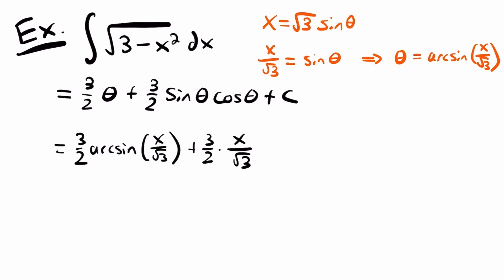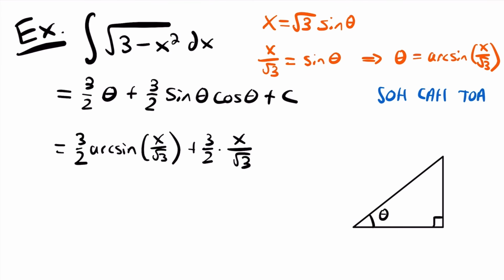But now we need to draw our triangle to rewrite cosine theta. So here's our triangle. Remember that this is a right angle, and then this will be theta. And so in this case, if we're going to use SOHCAHTOA, remember that sine is opposite over hypotenuse. And so we know that sine theta is equal to x divided by the square root of 3. And so x is the opposite side, and the square root of 3 is the hypotenuse. So if we look at theta, the opposite is x, and the hypotenuse is the square root of 3.